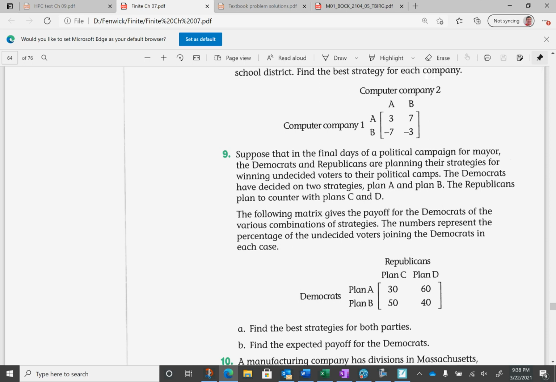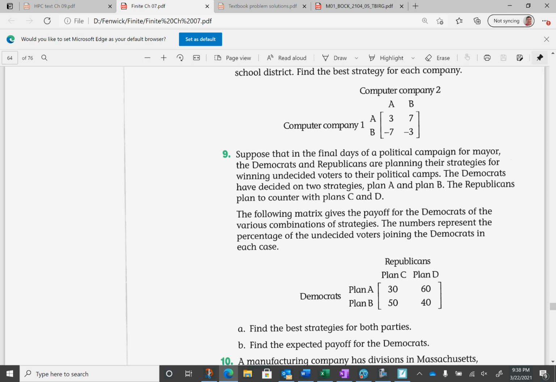Suppose that final day's political campaign for mayor, Democrats and Republicans are planning their strategies. Go after those undecided voters. Democrats have decided on 2 strategies. The Republicans counter with 2 strategies of their own. And we're not going to tell the other side. So we're giving the mysterious names Plan A, Plan B, Plan C, Plan D.